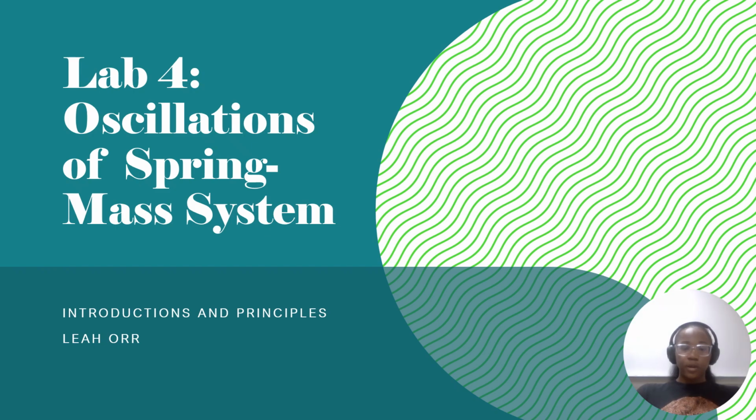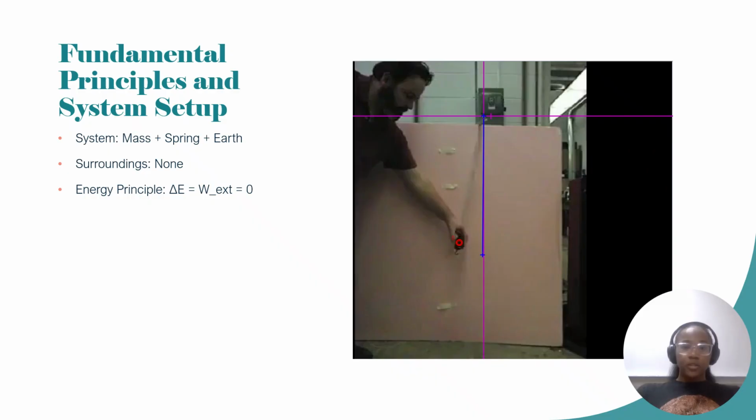Today I'll be presenting my analysis for the lab on oscillations of a spring-mass system. In this lab, I use video analysis in Tracker and a computational model in Python to examine the motion of a mass oscillating on a spring in 2 dimensions. My primary focus was to determine if the energy principle is satisfied within this system by comparing my experimental observations to my theoretical predictions. To start, I define my system as the mass, the spring, and the earth.